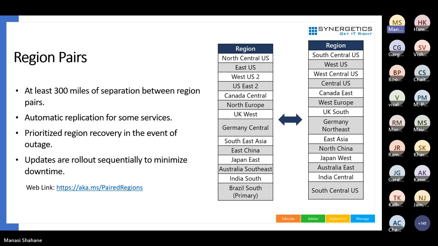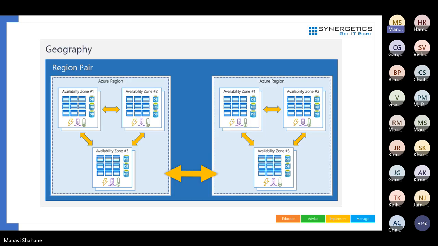Again, the other region will have the same concept: three availability zones, all connected through fiber optics and so forth. The same concept applies to the region pair. So this is how it looks: a region pair, this is your availability zone one in region one. You can see the same concept applied. I told you data centers are in the zones themselves. An availability zone has data centers 1, 2, 3, depending on how many Azure wants inside it.